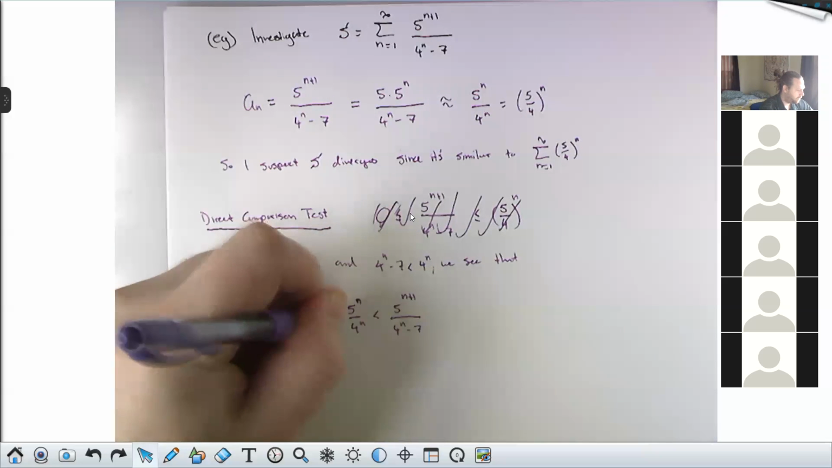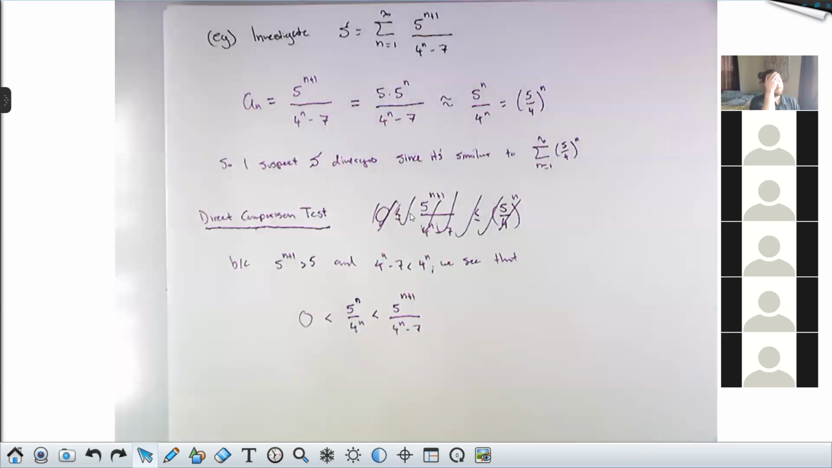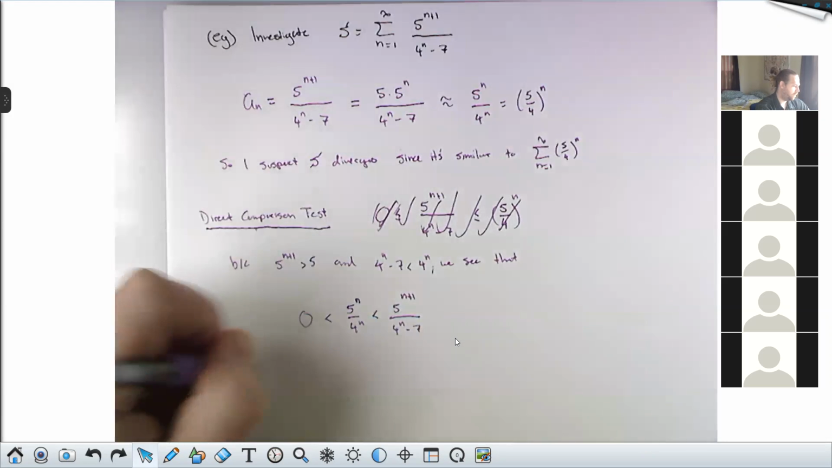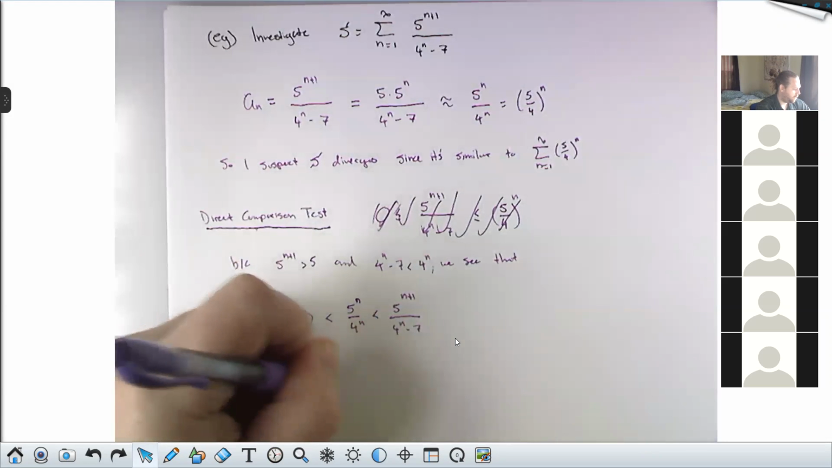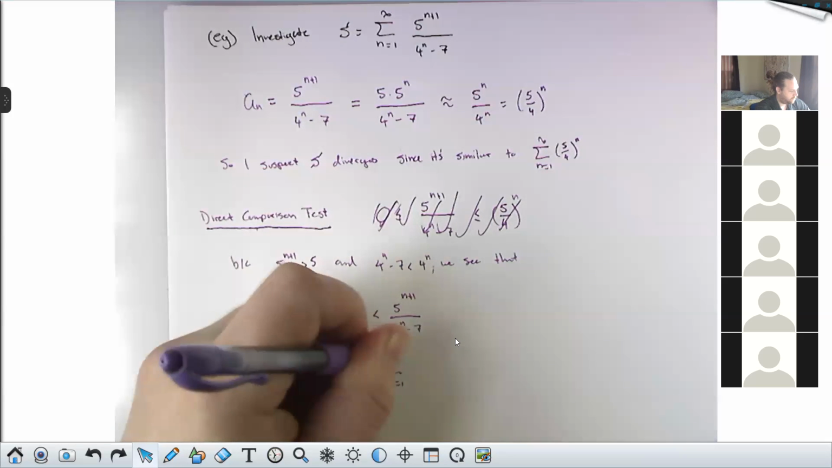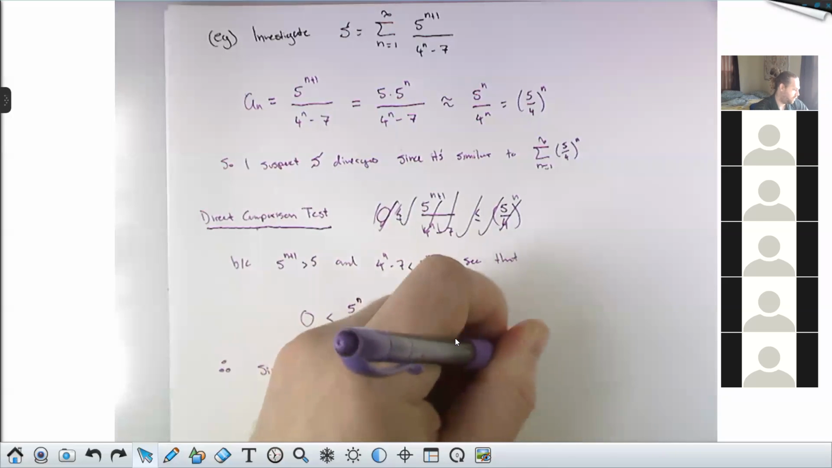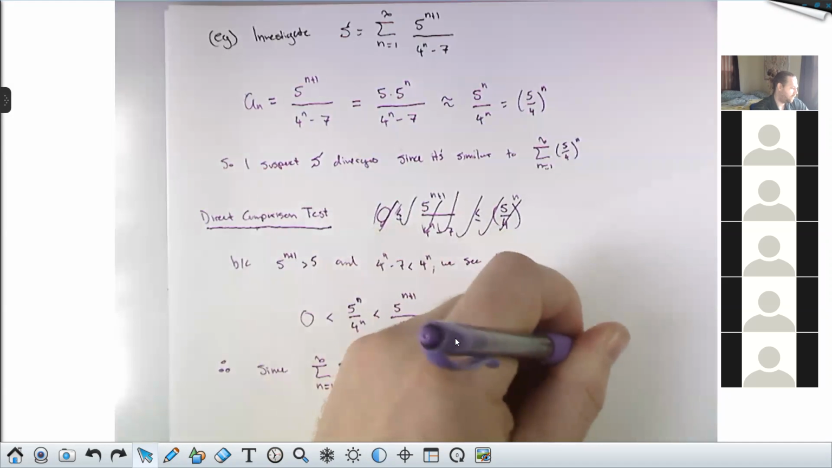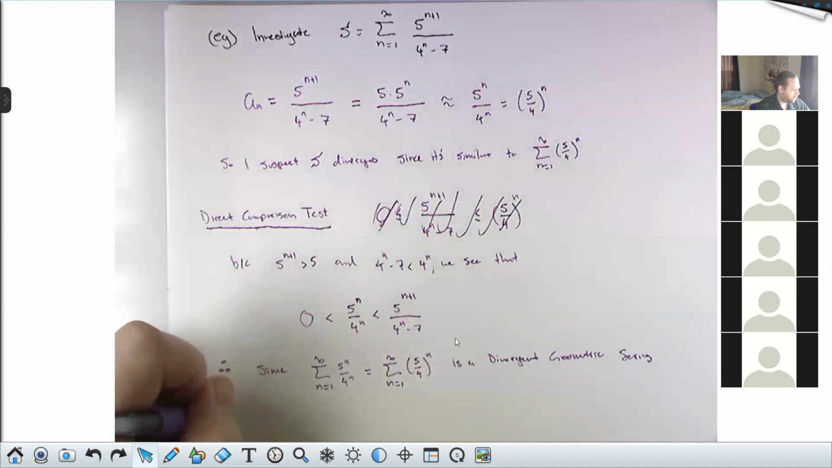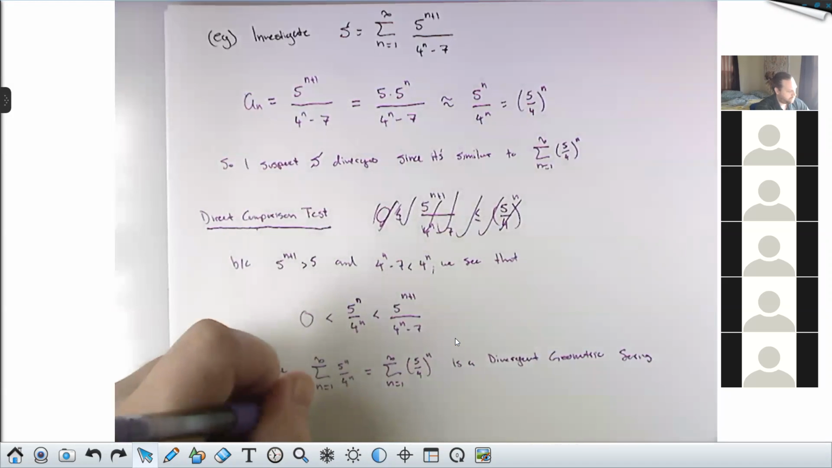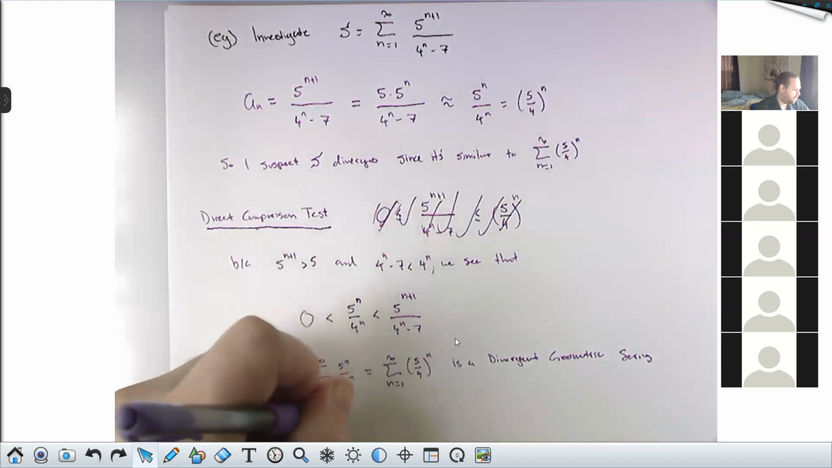And of course, this thing is positive. Right, so bigger numerator makes you bigger, smaller denominator makes you bigger. Therefore, since sigma n from 1 to infinity, 5 to the n over 4 to the n, which is sigma n from 1 to infinity, 5/4 to the n, is a divergent geometric series with absolute value of the common ratio being absolute value of 5/4, which is 5/4, which is bigger than 1.